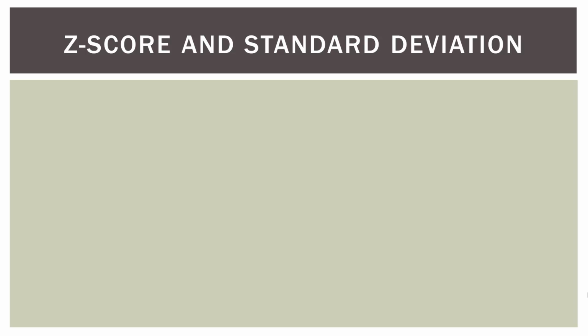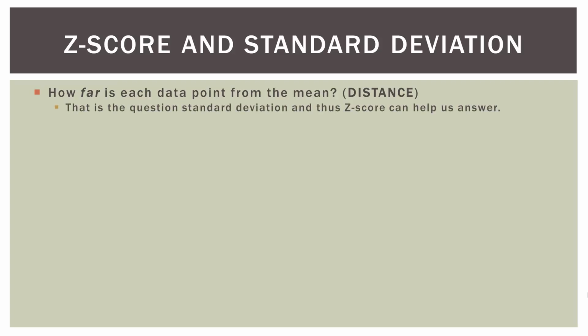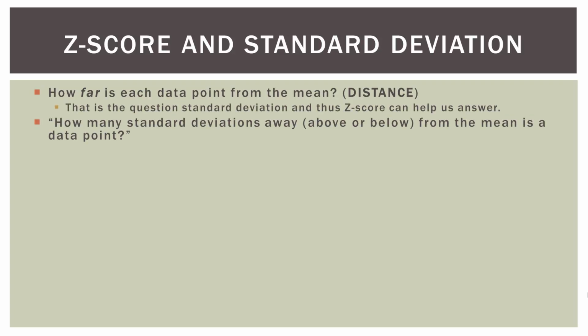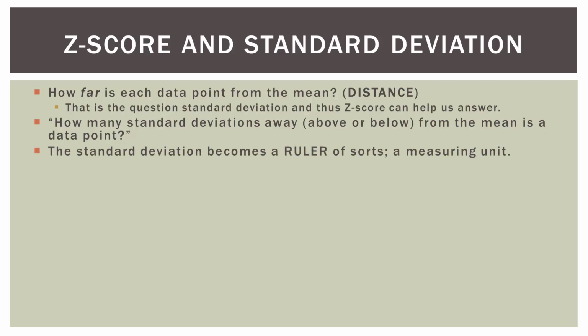Okay, so let's go ahead and just review real quick and we'll be done with our talk about z-scores. Just remember, it's about how far is each data point from the mean. It's distance from the mean. So how many standard deviations away, above or below, from the mean is a data point? It turns the standard deviation kind of into a ruler. So if you remember on our graphs, we had little tick marks. 1 standard deviation away, 2 standard deviations away, and so forth. That's all a z-score is.